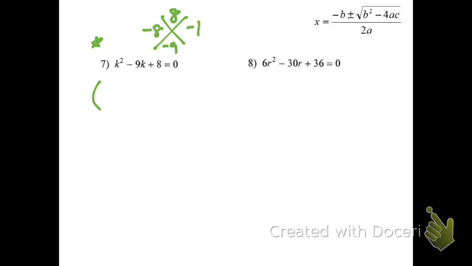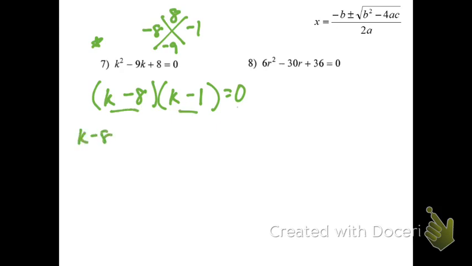Now, we're solving these, not just factoring. So I'm going to factor first. It's already in standard form, set equal to 0. So it's going to be k minus 8 and then k minus 1. All right, now that we have that, we set each of these equal to 0. So it's k minus 8 equals 0, and k minus 1 equals 0.